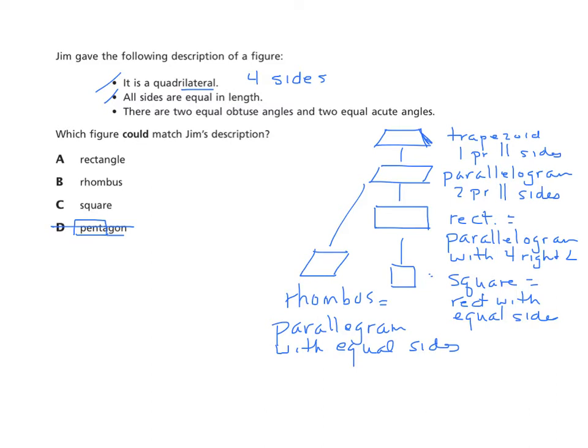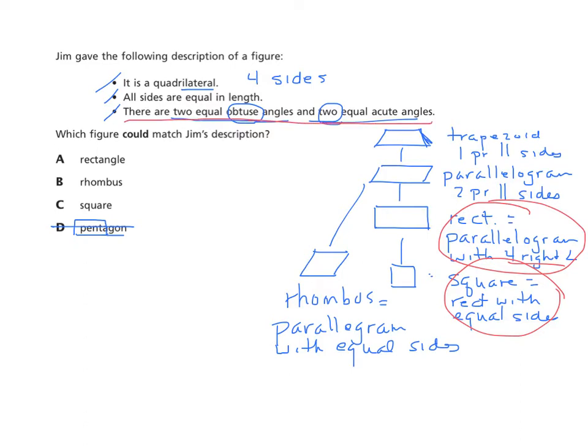Well, let's go on. There are two equal obtuse angles and two equal acute angles. Well, if we look at our definitions of a rectangle, we don't have any obtuse or acute angles. All my angles are right angles. And squares are rectangles, so they have four right angles, once again, with equal sides. So when we get to this final one here, that's where we narrow it down. So it can't be a rectangle. It can't be a square.